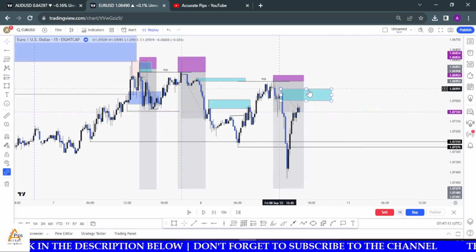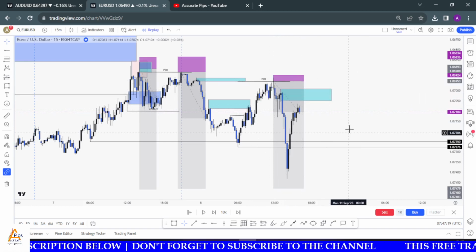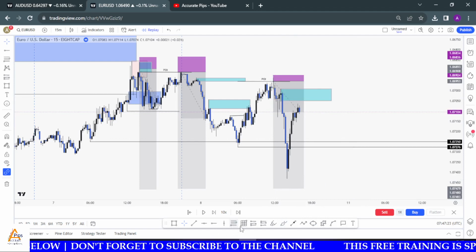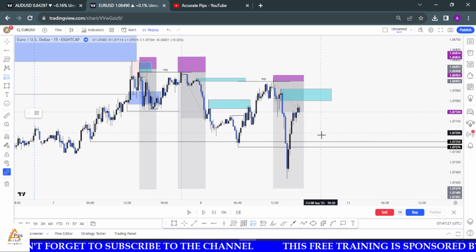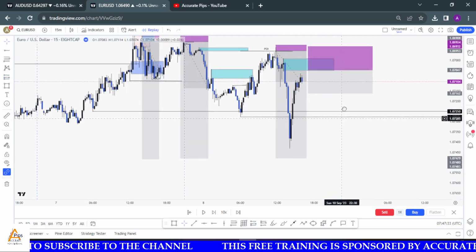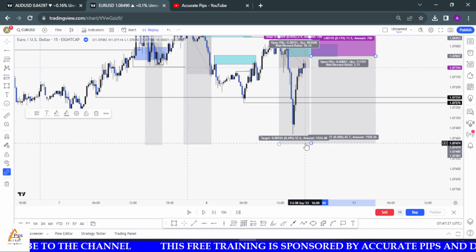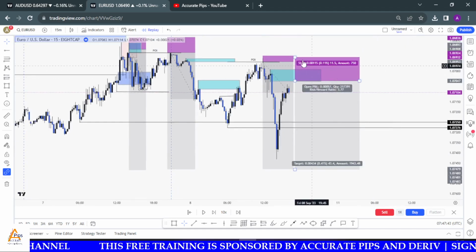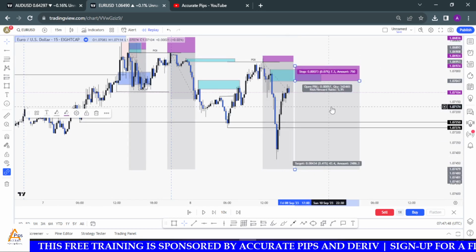Okay, now why am I taking this? We have full imbalance here, all these areas are mitigated. Okay, and it swept the high here. So let's see what price does here. Our entry here, and then our target, same area, and our SL just above this guy, and that is giving us 1:5.